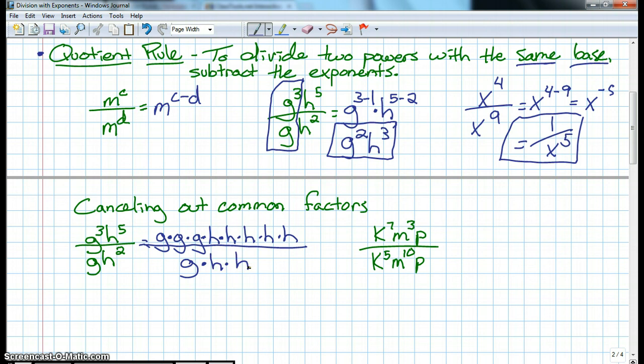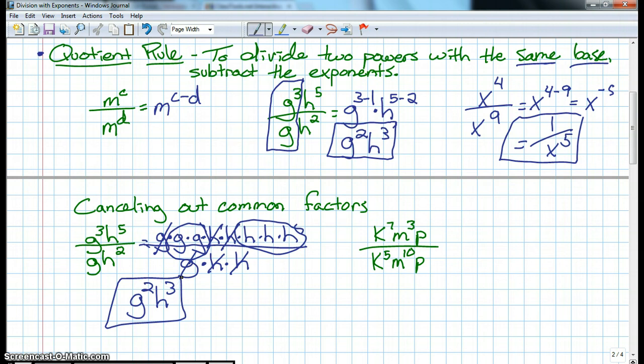So now it's kind of like a battle, or you can cancel out the common ones. We have 3 factors of g here, we have 1 down here. So one of these factors cancels with one of these factors. 2 of our factors of h cancel with the 2 factors of h down here. We're left with 2 factors of g and 3 factors of h, all in my numerator. So again, we get g squared h to the third, just showing us another way of looking at these types of problems.